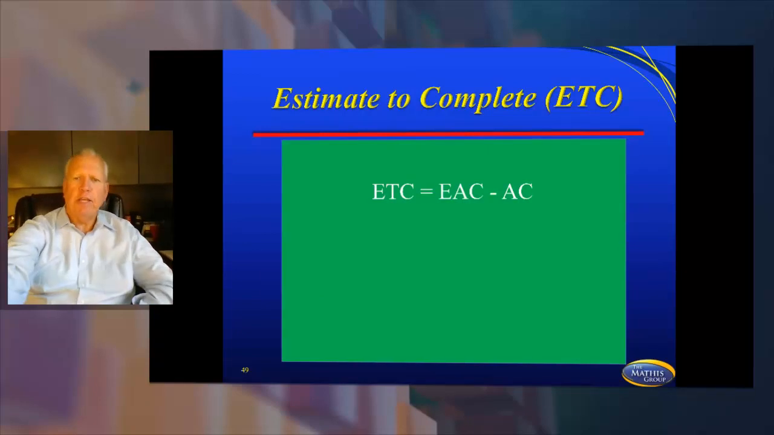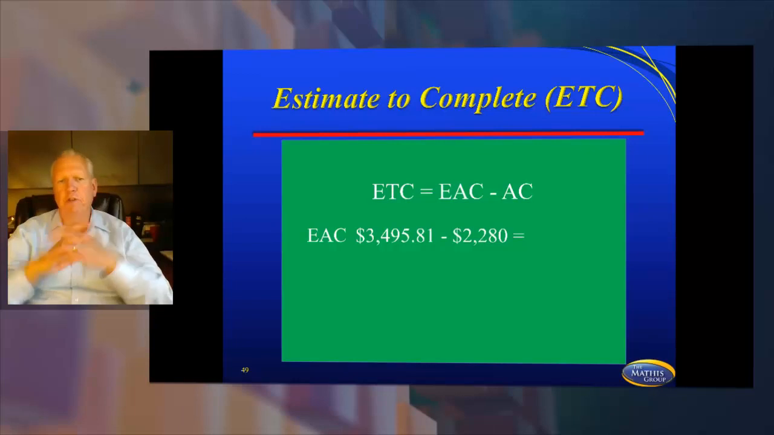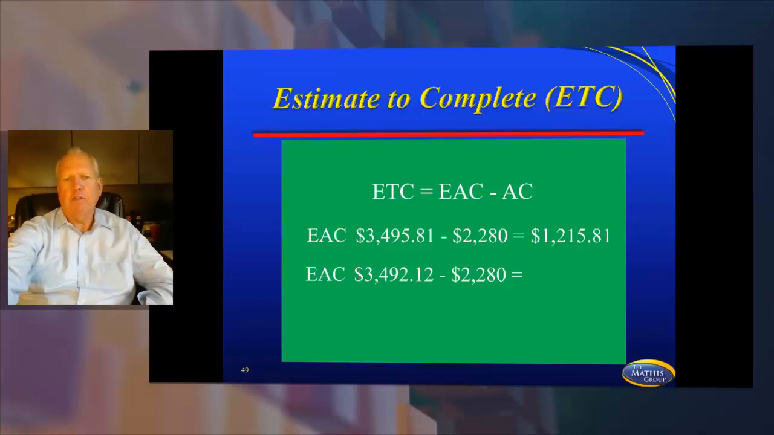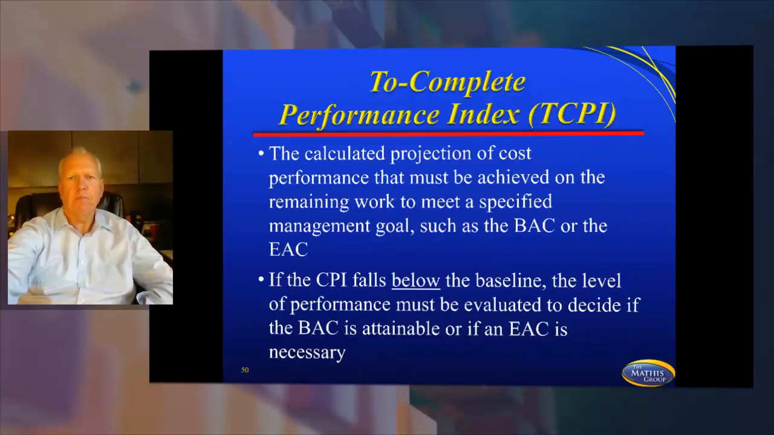All right, so let's take your ETC. So it's going to be EAC minus actual cost. So we just took one of the other EAC calculations there. So it's 3495.81 minus 2280, which gave me 1215.81. Or I could take the 3492.12 like we had in the last one, and that would give me 1212.12. So that's your ETC calculation. How much more money you need to complete the project if work and performance stay the same.